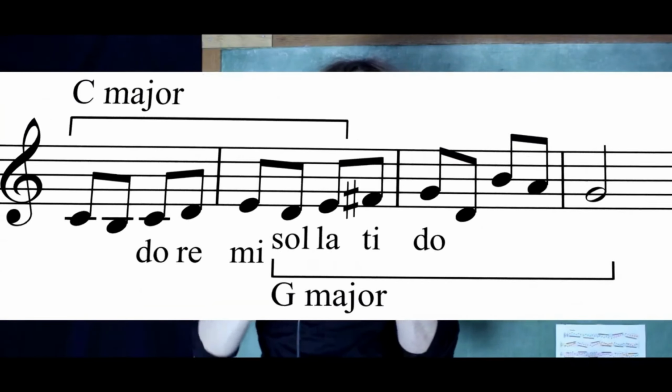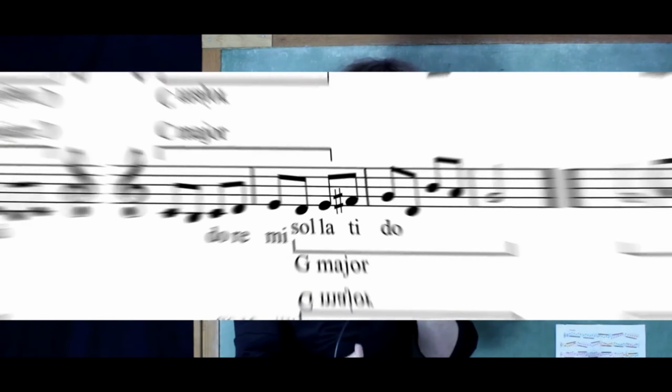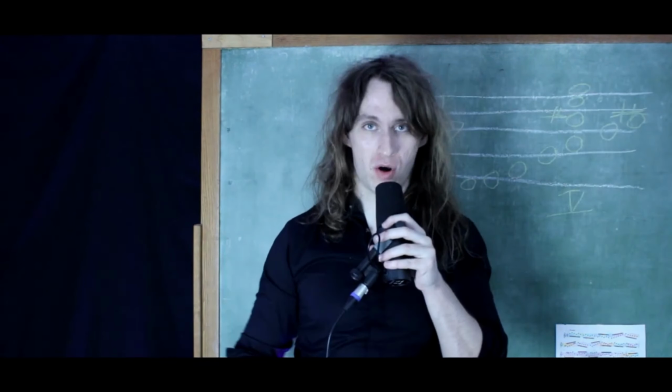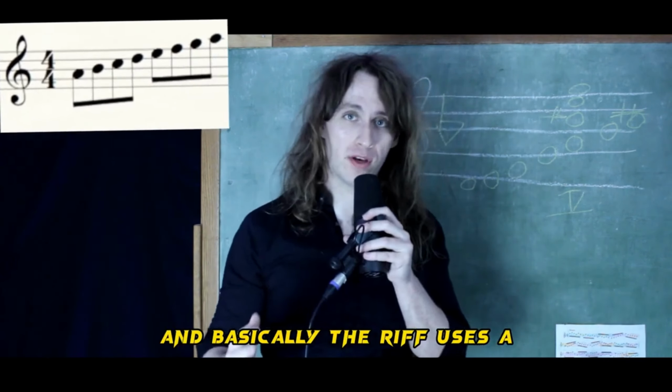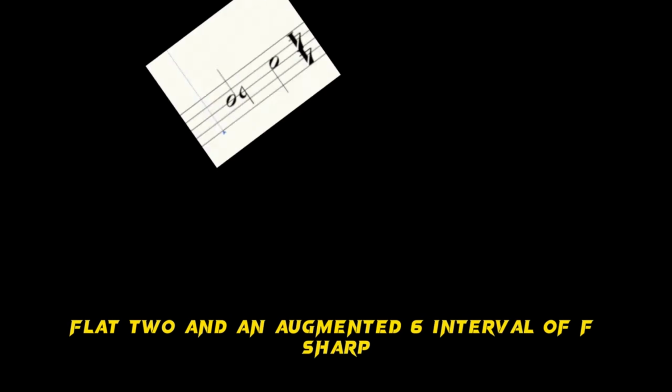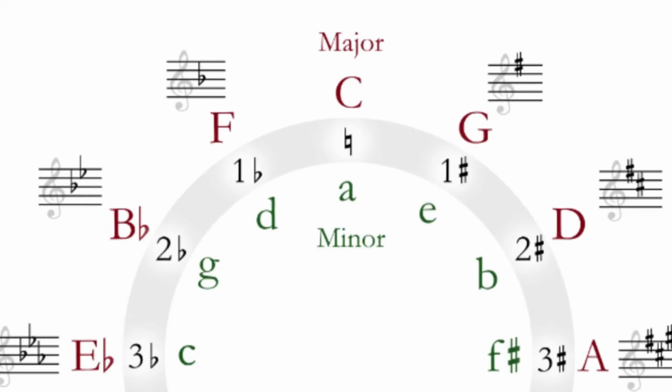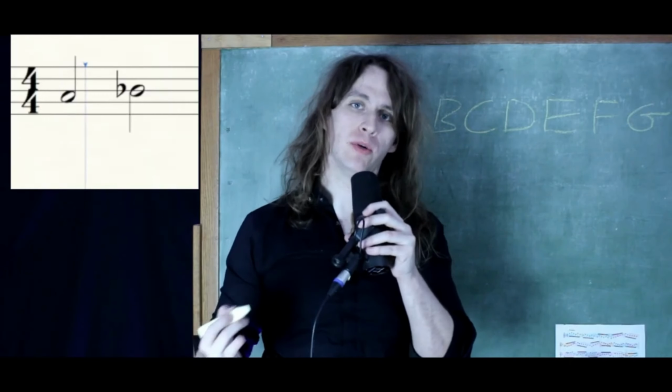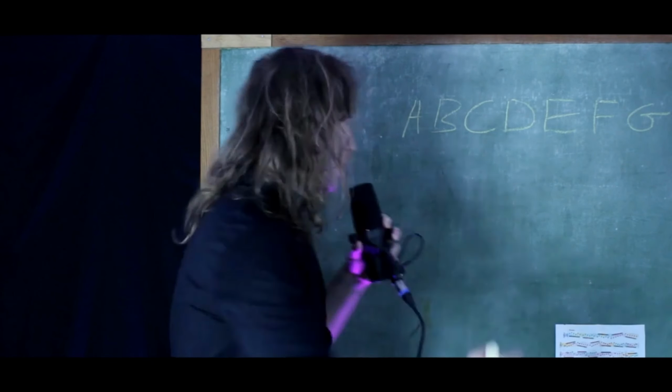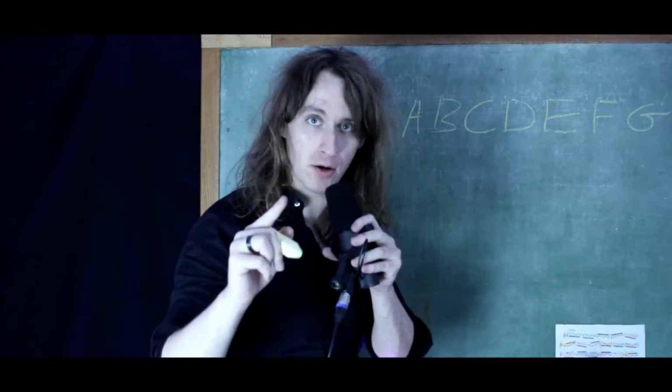Now, I've talked a ton about modulation on this channel, and you're going to need to know what modulation is as we go forward, and it's going to start with this song. So after the piano intro, we basically head right into A minor, and the riff uses a flat 2 and an augmented 6 interval of F sharp. Being that we're in A minor, it's a really easy scale to understand because in the key signature, there are no sharps and there are no flats. Now, what does the flat 2 mean? Well, that basically means you go to the second scale degree, which is B, and you make it a B flat. This is a really common thing that we do in metal music.